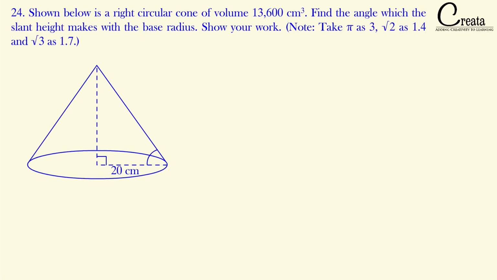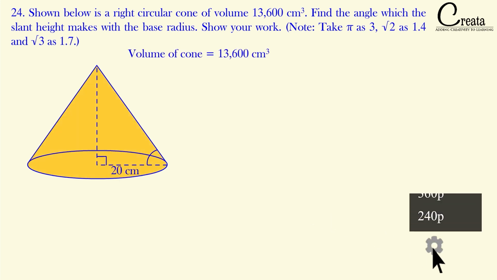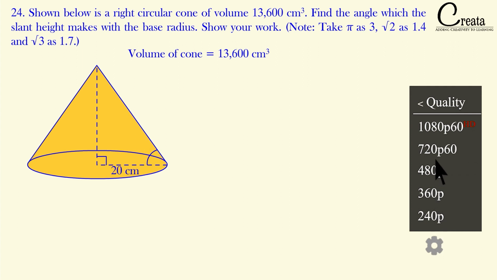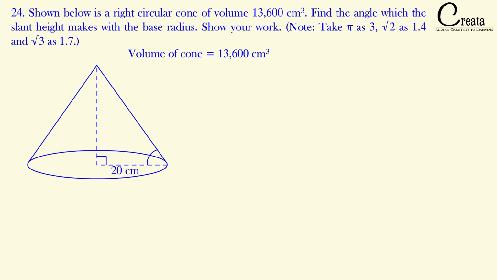So this is the question. Observe the question, pause the video and try to solve this question on your own. In this question, a right circular cone is given and the volume of this cone is given as 13,600 centimeter cube. Further in this question, we have to find the angle which the slant height makes with the base radius.